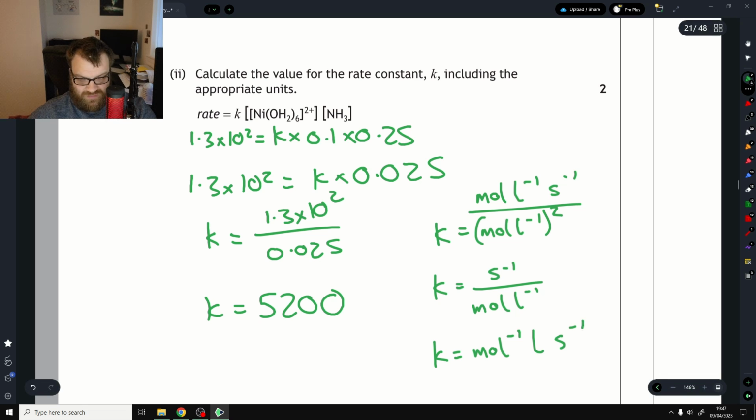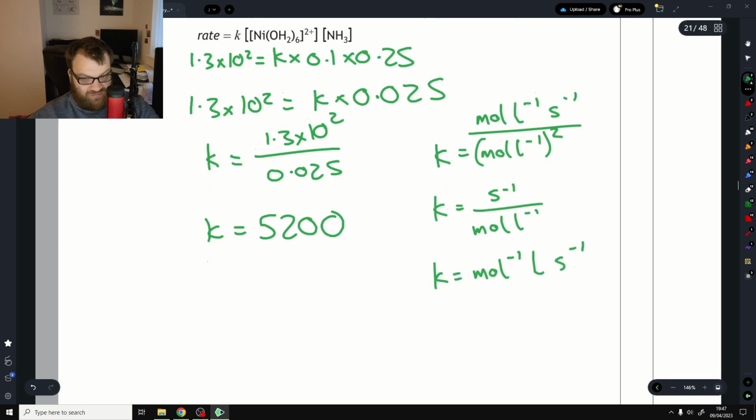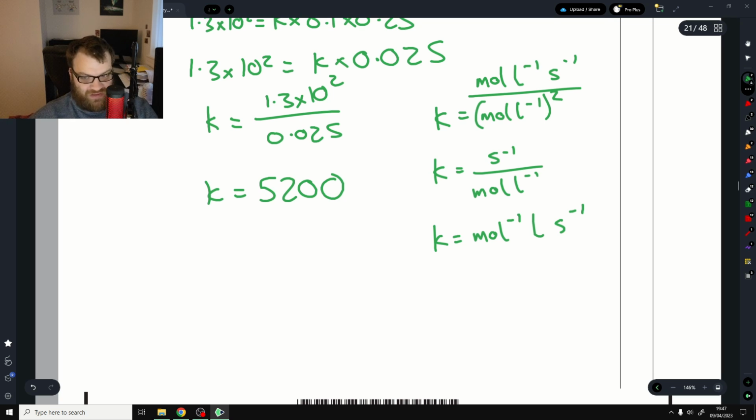And the S to the minus 1 would stay the same. We tend to do it by alphabetical order. It does accept all the different versions because we have a positive power. Then we'd have our mol to the minus 1, then our S to the minus 1. That last one would be how I'd probably prefer to leave it.